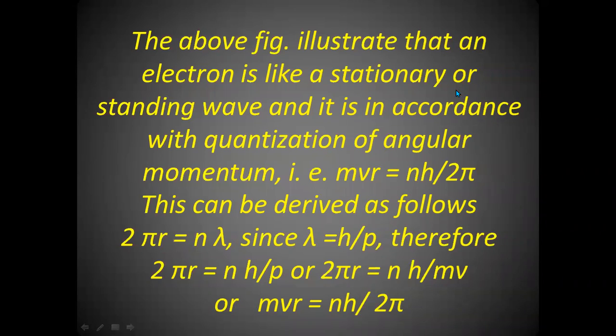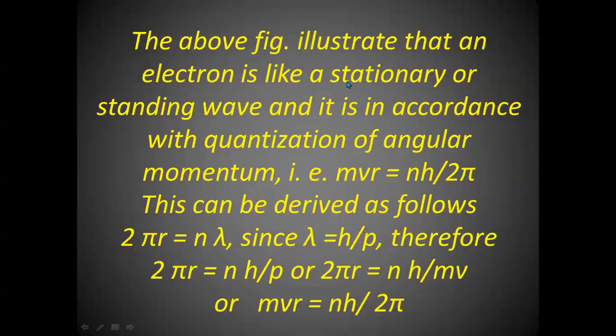Now, the above figure illustrates that an electron is like a stationary or standing wave, and it is in accordance with quantization of angular momentum. Just now I was trying to explain this only. In Bohr's theory, we have a postulate of quantization of angular momentum, according to which mvr is equal to nh by 2 pi. This n is an integer, that is a number 0, 1, 2, 3, etc. It's a whole number, and here h by 2 pi is constant. So it is a condition.